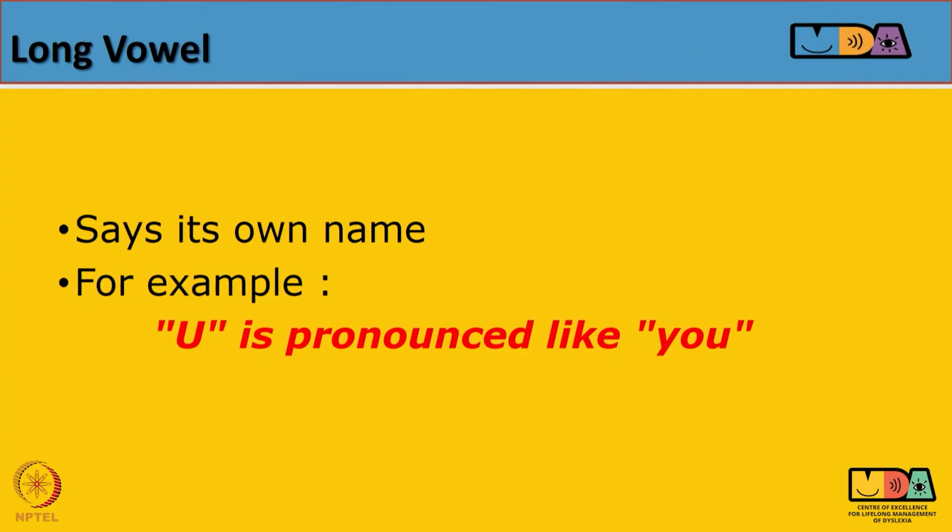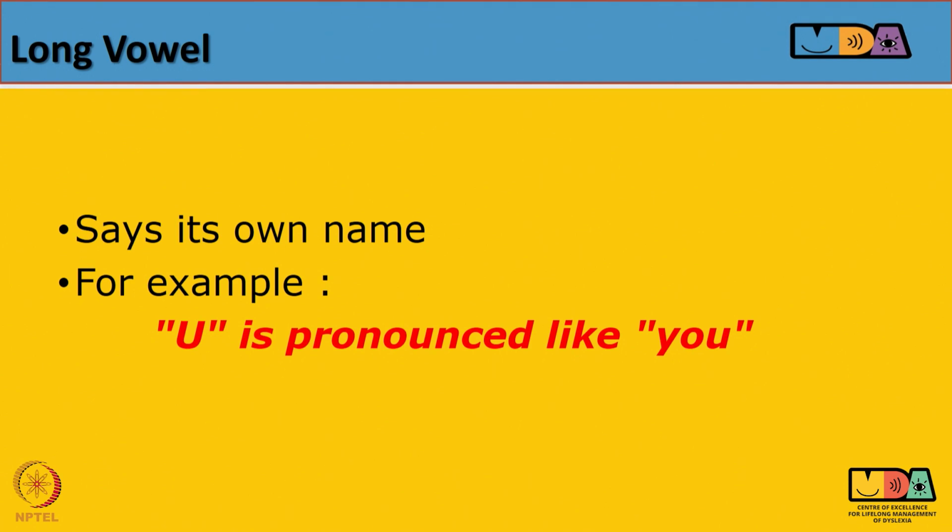Long vowels. Having done the short vowels, the next place where we go into is your long vowel sounds. Long vowel, as its name suggests, is where the vowel is pronounced long and it says its own name. For instance, the vowel U is pronounced as U, it is saying its own name, and hence the vowel U, when it is heard as U, is a long vowel sound.